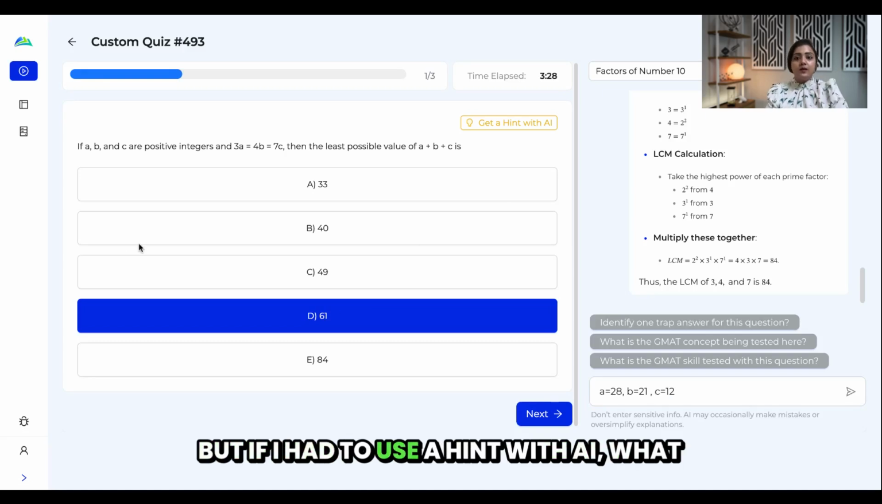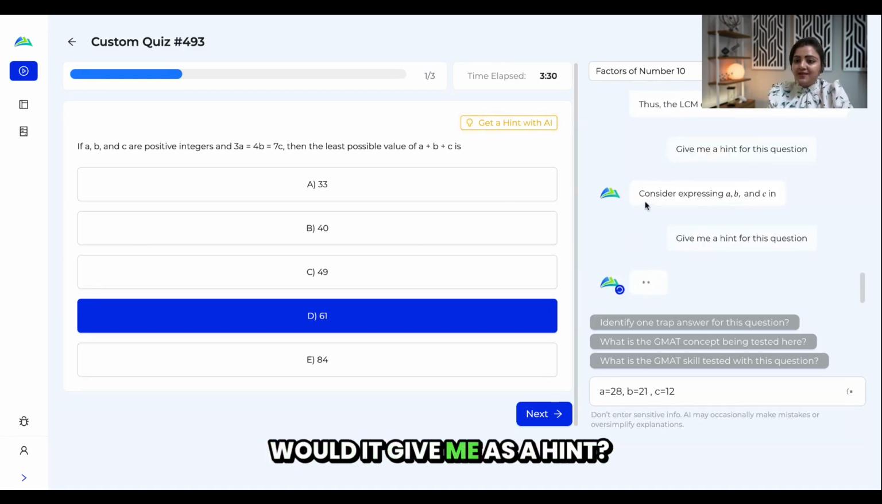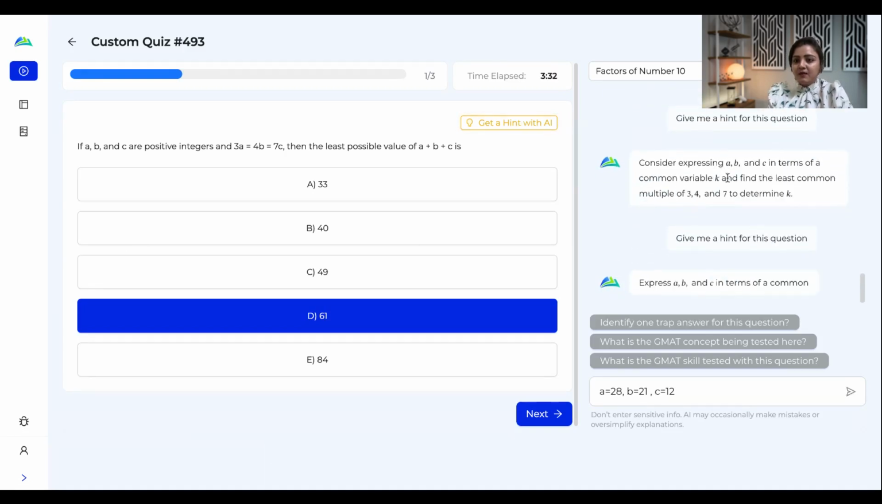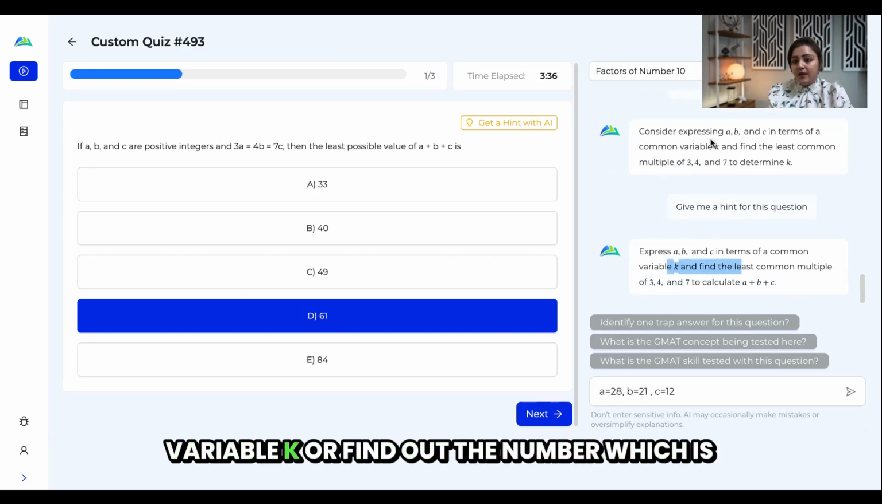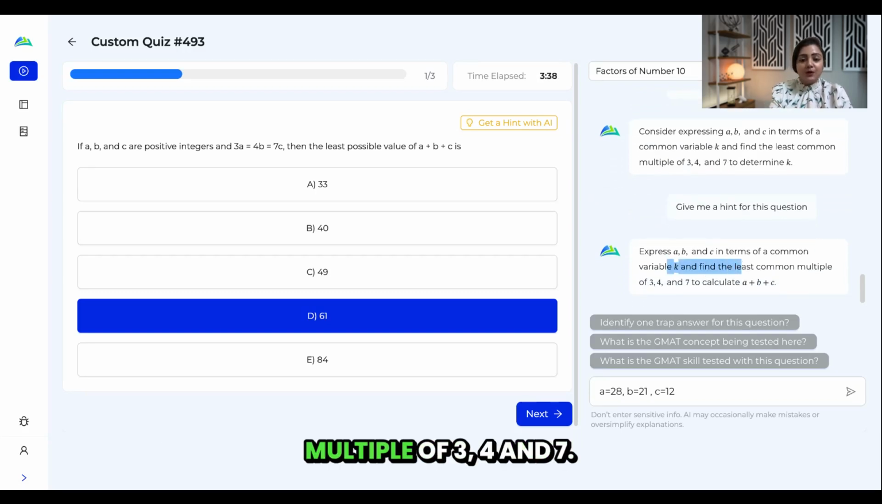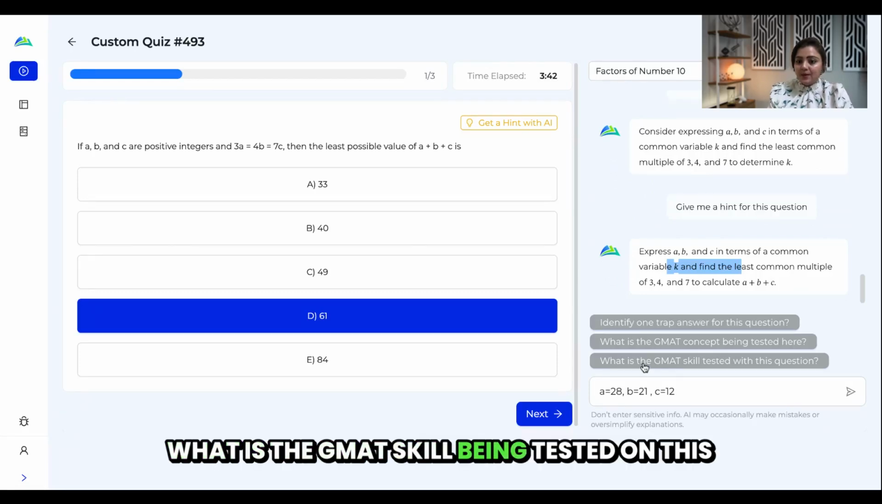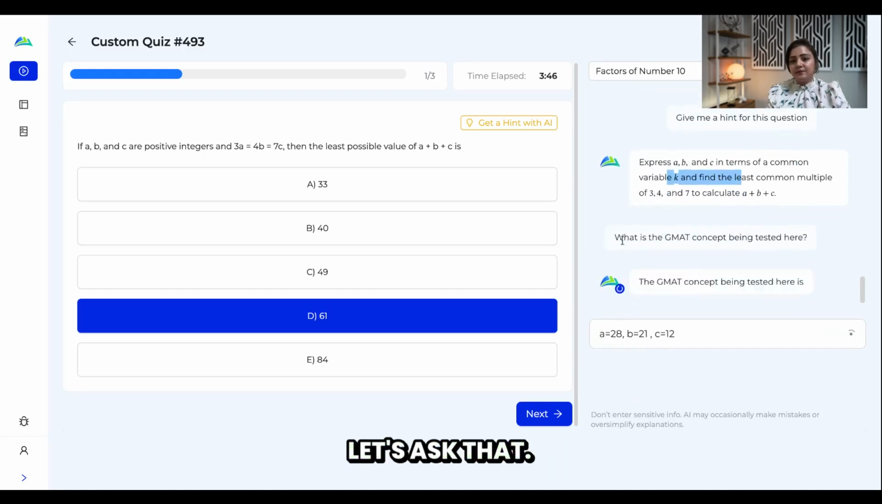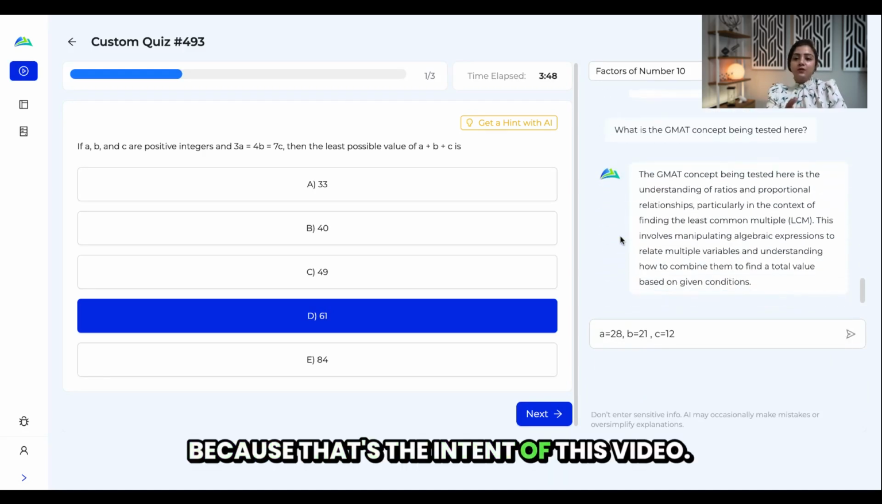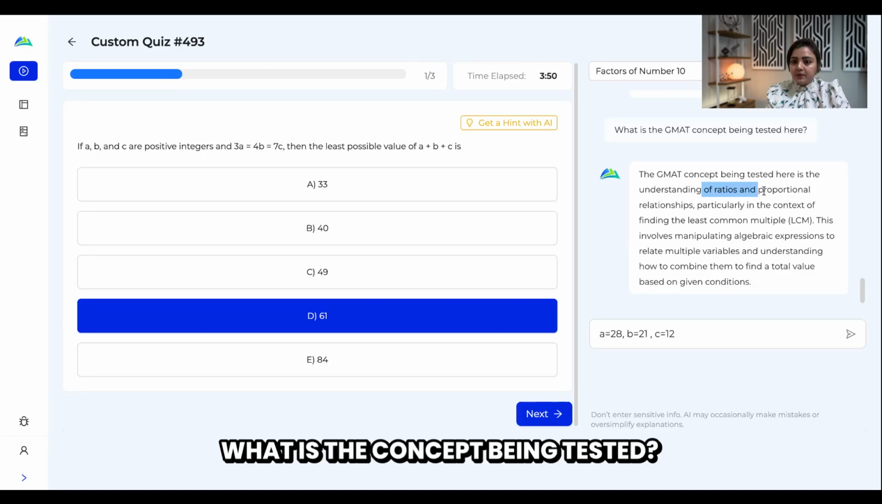But if I had to use a hint with AI, what would it give me as a hint? Well, express A, B, C in terms of a common variable k, or find out the number which is a multiple of 3, 4, and 7. What is the GMAT skill being tested on this question, or the GMAT concept being tested? Let's ask that. Because that's the intent of this video. What is the concept being tested?